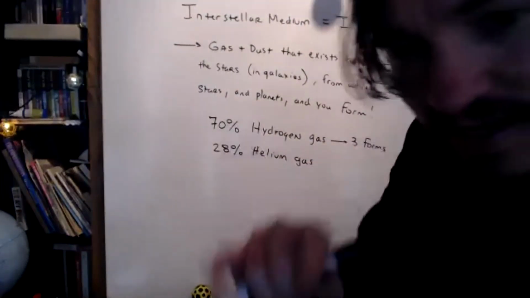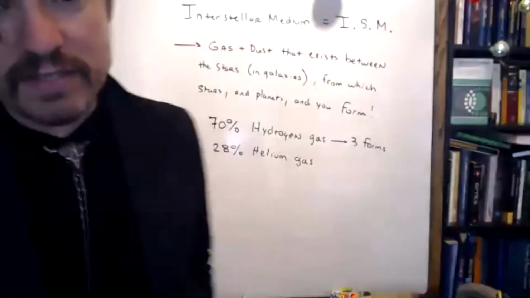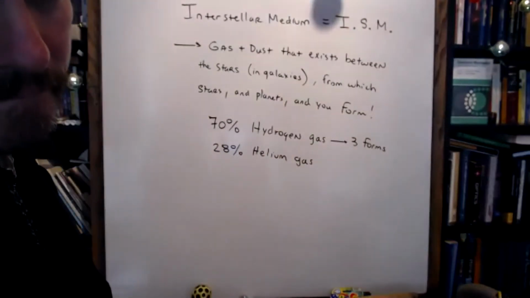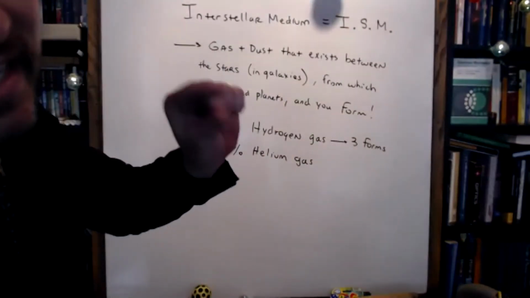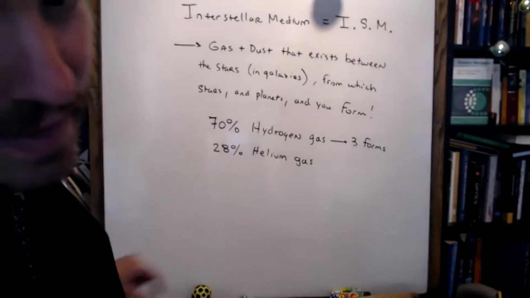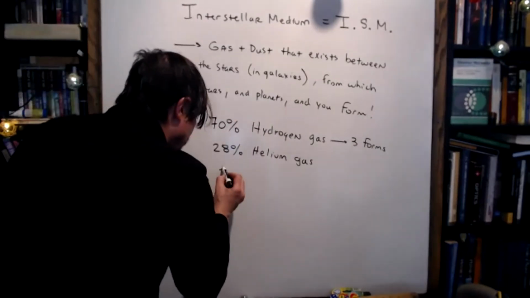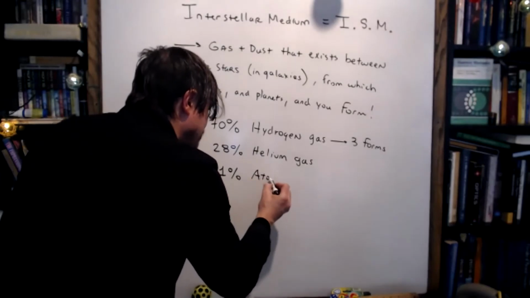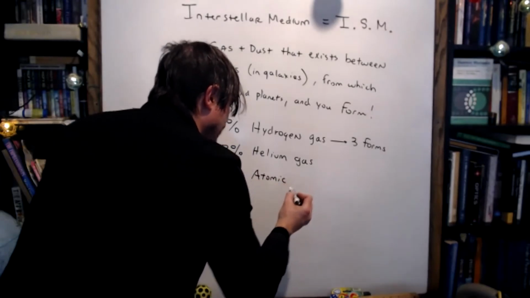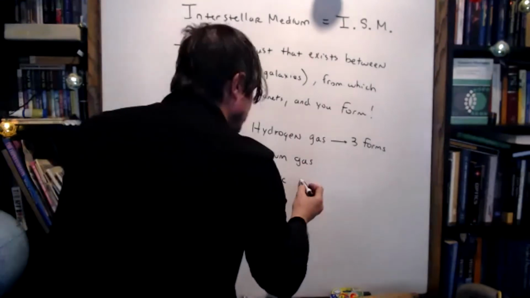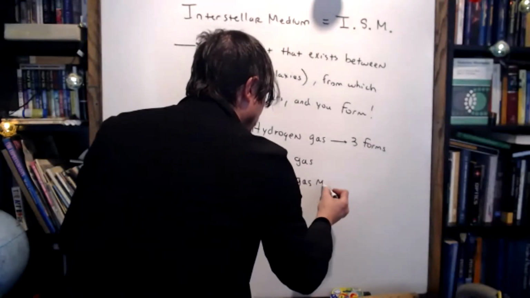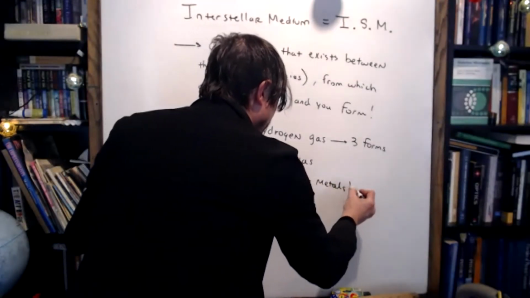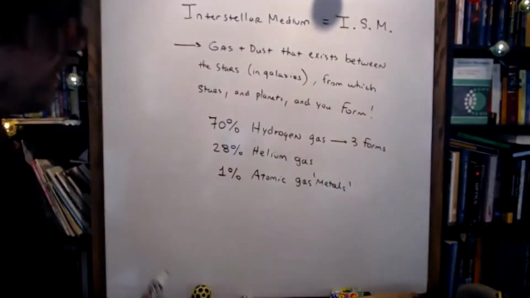Heavy metals, that's right, Cam. Okay, cool. So they're called metals. Here we're going to differentiate the 2% heavy metals. 1% will be in the form of atomic gas metals. And I'm using metals in the astronomer term.